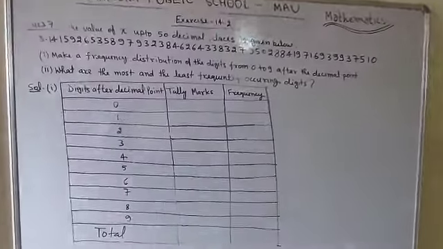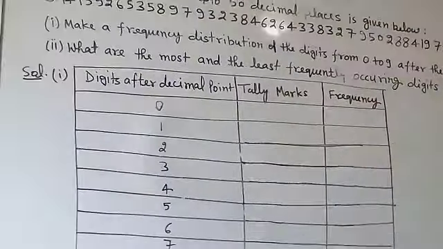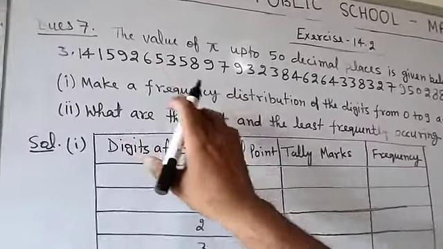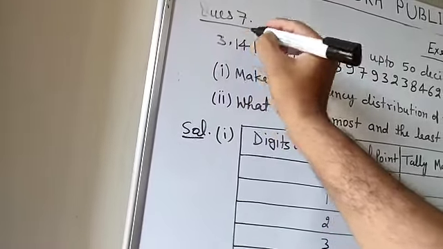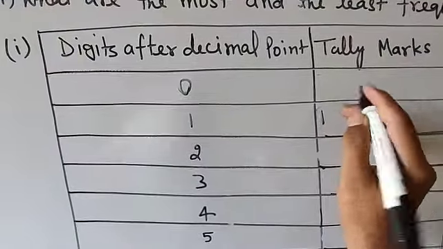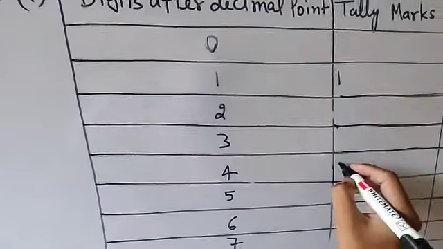After that, just like the previous question, tally marks and frequency. Now you need to represent the digits after the decimal. So here it is the decimal. After the decimal, the first digit is 1. So cut the 1 and 1 will be represented here. Now 4, cut the 4 and 4 will be represented here.